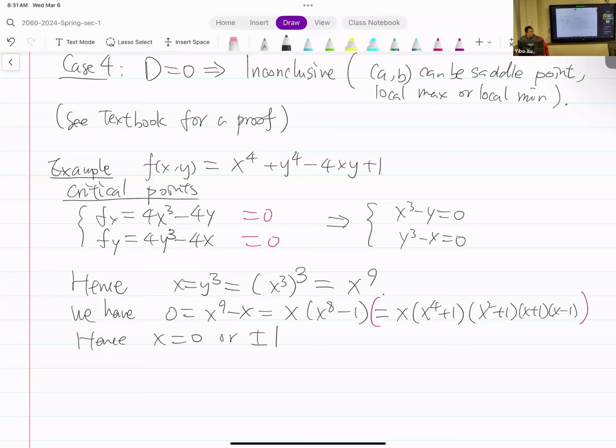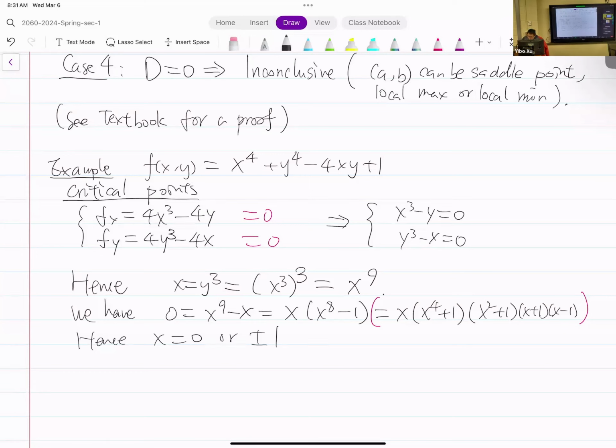Any questions so far? Yes. Can you refresh me, go back to where it's x equals y to the third, and then somehow it's given as x to the third power. Can you explain to me how you get that?